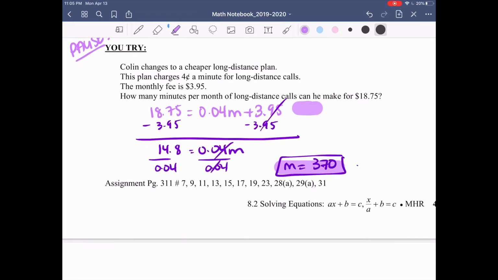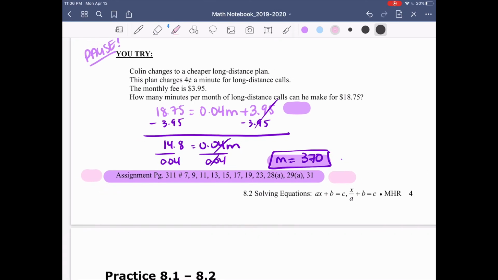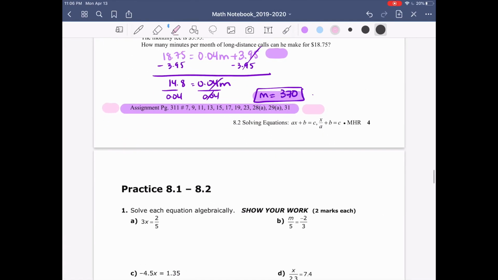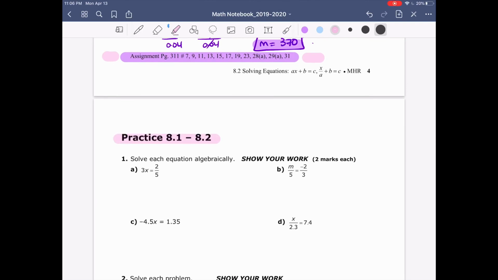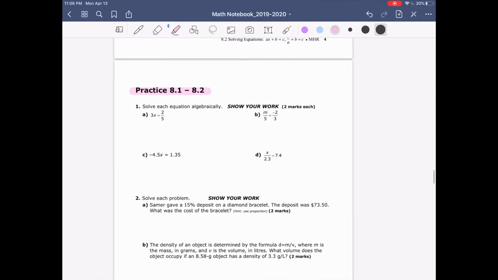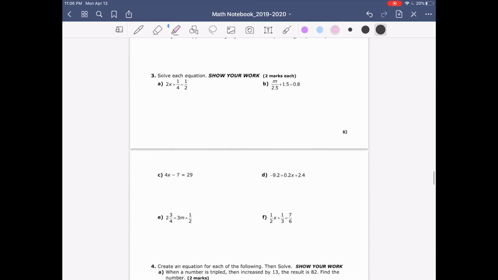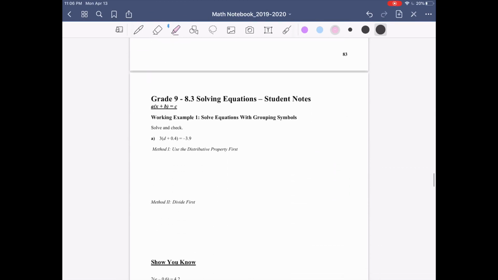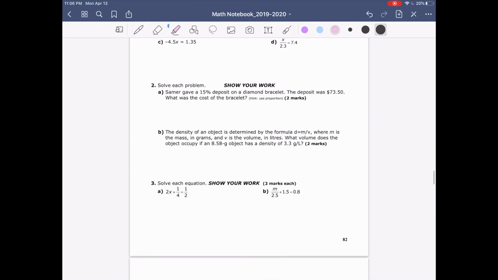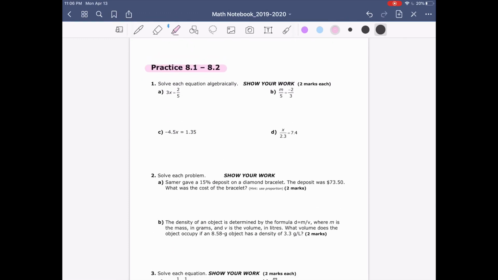Your homework or your assignment is page 311 of your textbook. Please make sure you do all of these assigned questions: 7, 9, 11, 13, 15, 17, 19, 23, 28A, 29A, and 31. In addition to those questions, there's also in your books some extra practice for sections 8.1 and 8.2 together. Please work on these and try them out. It's 2 pages, really good practice with solving 1 and 2 step equations.